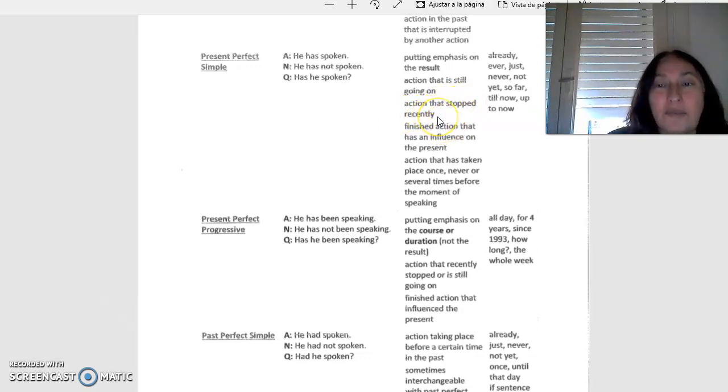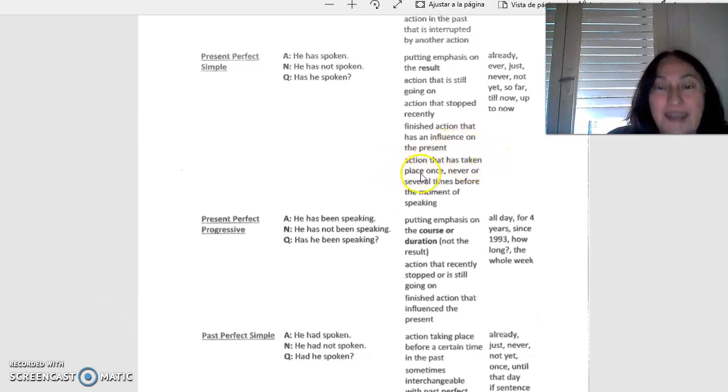Very frequently used with an action that stopped recently. And in that case, you typically associate this use with "just." We have just finished. A finished action that has an influence on the present because of this connection I told you about. For example, you could ask me, you look at me, you see that I'm different, and you say, "What have you done to your hair?" Okay, that is a finished action, but it has an influence in the present. Now you're looking at me and you see that I look awful.